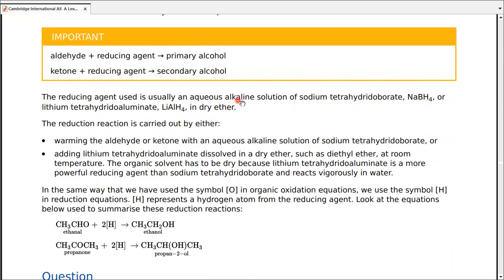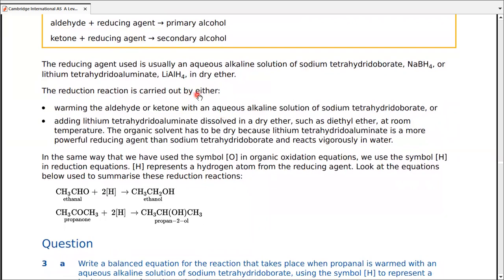NaBH4 can be used in an aqueous alkaline system. That's how it works. It does not react explosively with water, being a less strong reducing agent. So yes, you can work with water. In the case of LiAlH4, it is a far stronger reducing agent. It definitely reacts explosively with water, so we use it in non-aqueous conditions.